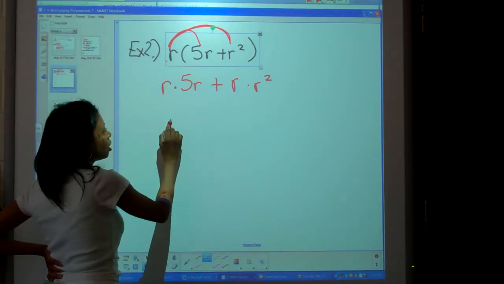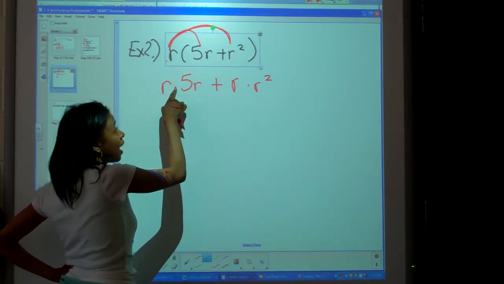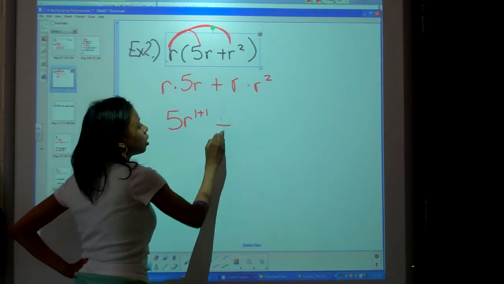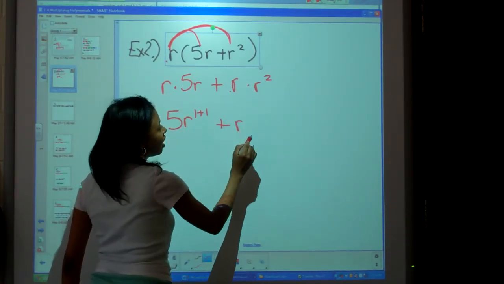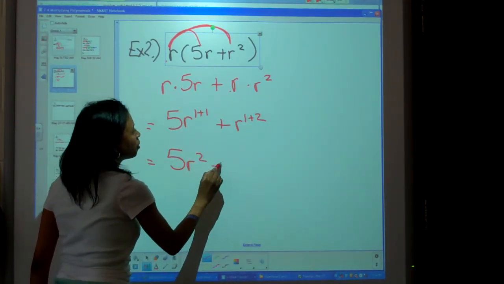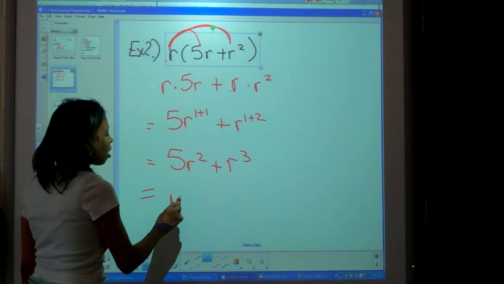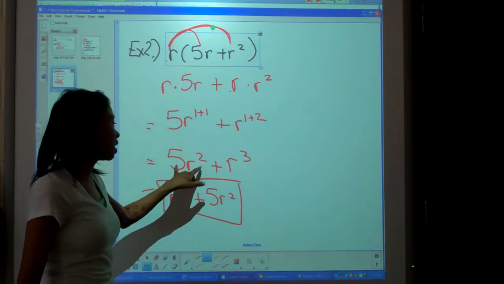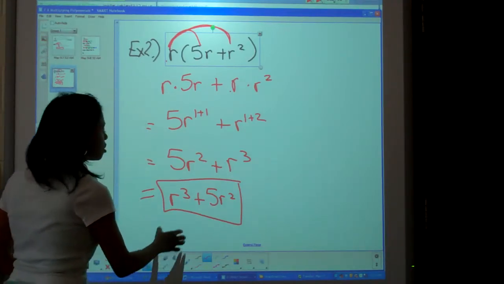1r times 5r is 5r, and when we multiply with the same base, we add exponents. This is r to the 1 plus 1 power, added to r times r squared. And again, we're multiplying the same base, so we add the exponents. This is the 1 plus 2. In other words, this is going to be 5r squared plus r cubed. And we should write this in ascending order, so this would be r cubed plus 5r squared. And if we had said ascending order, this answer of 5r squared plus r cubed would be fine. So let's try another.